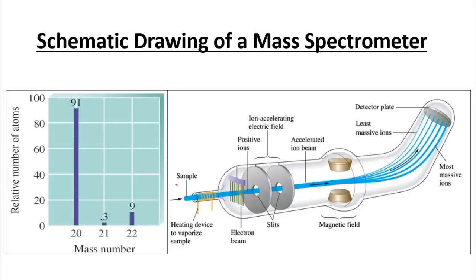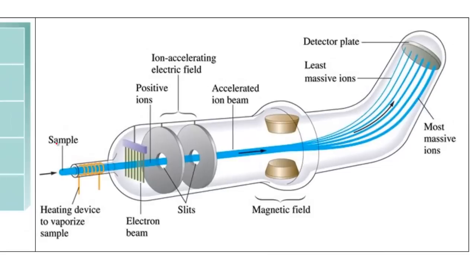So in a mass spectrometer, which is the device on the right here, here's the schematic for it, your sample is inserted into the mass spectrometer, and the heating device vaporizes the sample into a gas. And then that gas is pumped through the machine. An electron beam basically will cause the sample to turn into positive ions. And now that they're positive ions, when they are put through an ion accelerating field, it causes those ions to rapidly shoot through this area here.